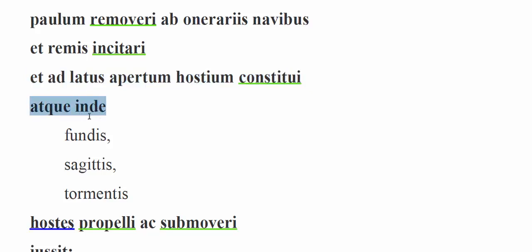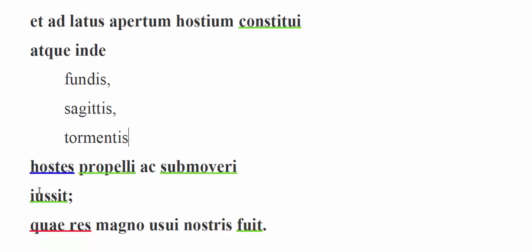And from that position, right, inde, once there, with, and then these are just basically all different types of missile weapons, okay? So we could say slingshots, arrows, and then this would actually be, tormentis right here, is actually artillery. He ordered, let's come all the way down here so we can see it, usit, Caesar ordered the enemies be attacked and driven off. Okay, attacked and driven off by means of all of these things. And these are things, so we would say ablatives of instruments, not means.